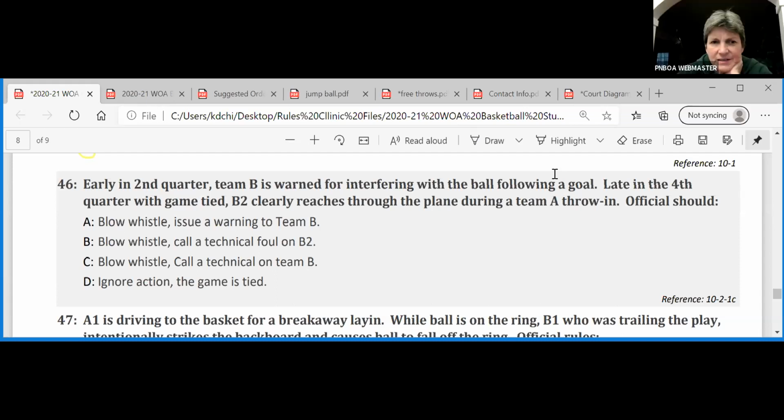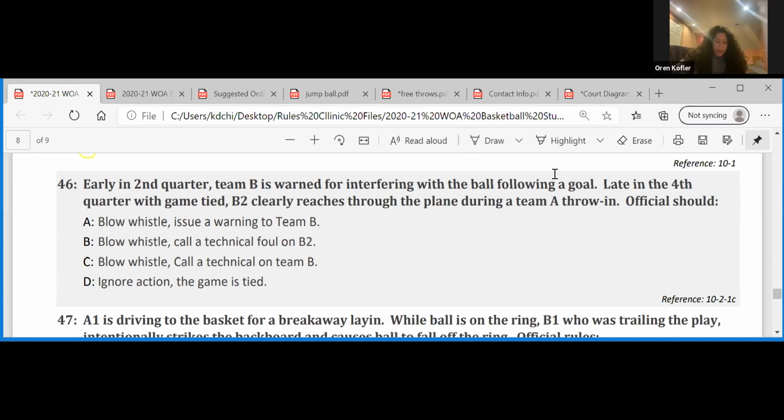46. B. Well, because they were warned. Well, hold on. I think it should be. Well, I didn't look up the reference, but my guess would be B because they already had 2 of those violations. Yeah, this is what we talked about earlier. Right? 2 of the same delay of game violation would be a technical. Okay. That's what I thought. So B is the answer?